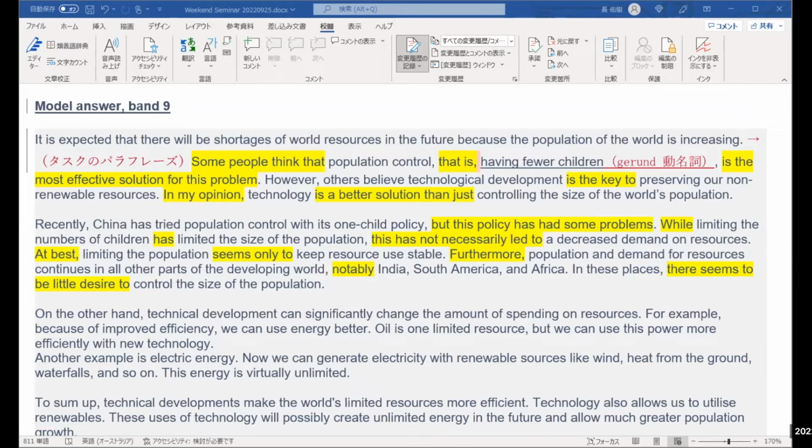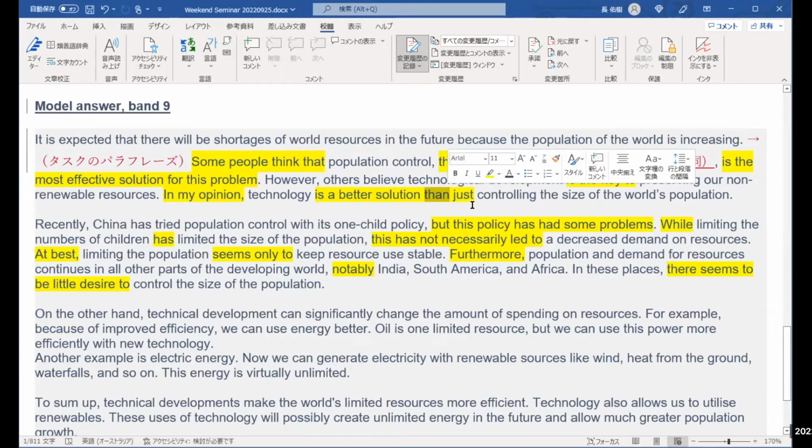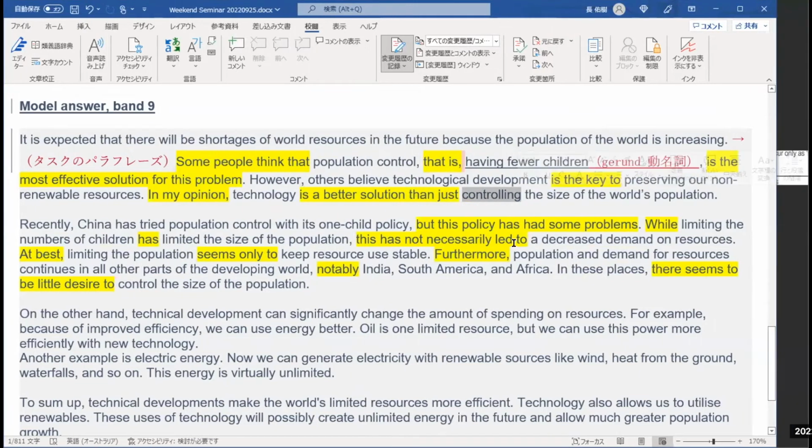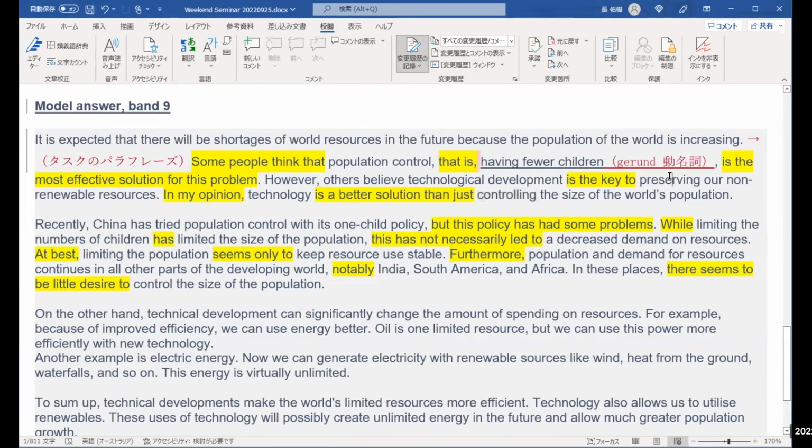So there we have an example of using the gerund, and it continues in this paragraph. In my opinion, technology is a better solution than, another preposition here, controlling. Again, the gerund. So it's a better solution than just controlling the size of the population. If we're talking about education, it's a better solution than just giving more money to schools. If we're talking about crime, it's a better solution than just employing more police. So again, these phrases, you can use them in all of your essays as long as you practice using them and think about using the gerund in that case.